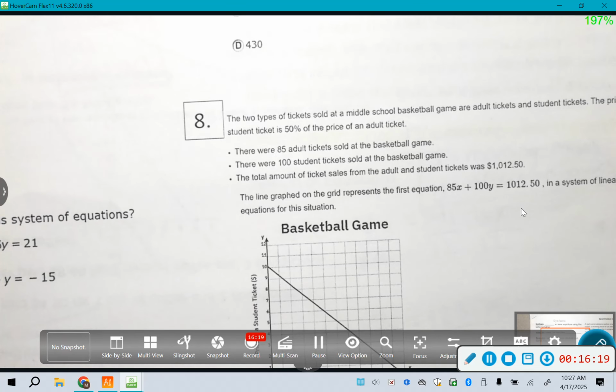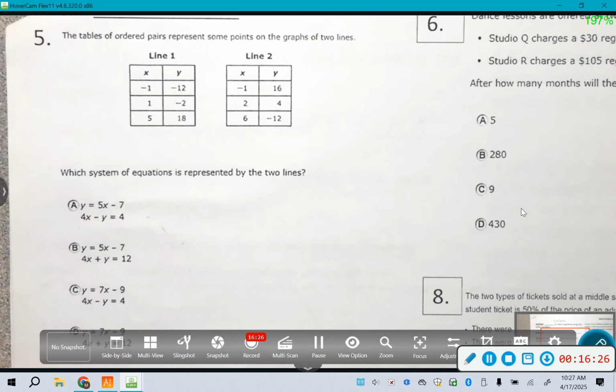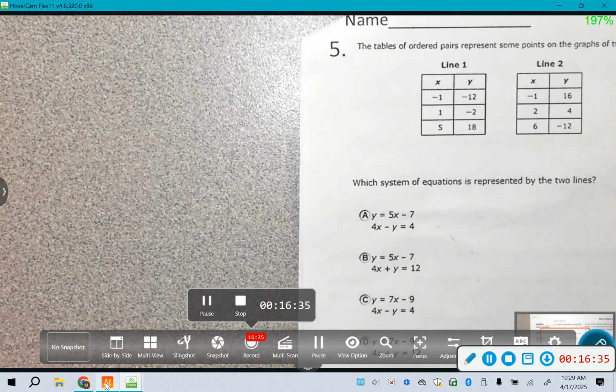We're gonna look at, I want y'all to try number 5 and number 6. Okay. So I'm giving y'all a couple minutes. Y'all are trying number 5 and number 6.